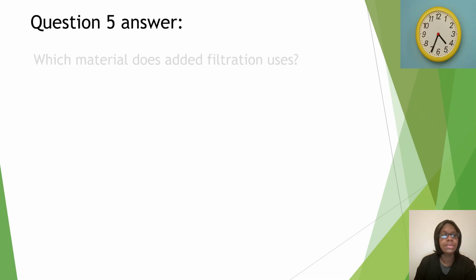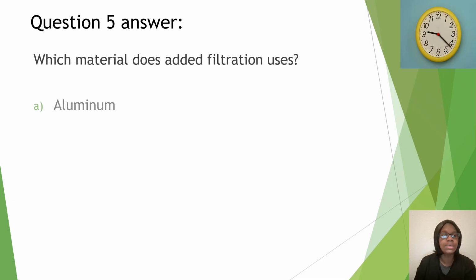Question 5. Which material does added filtration use? A, aluminum. B, copper. C, metal. D, steel.